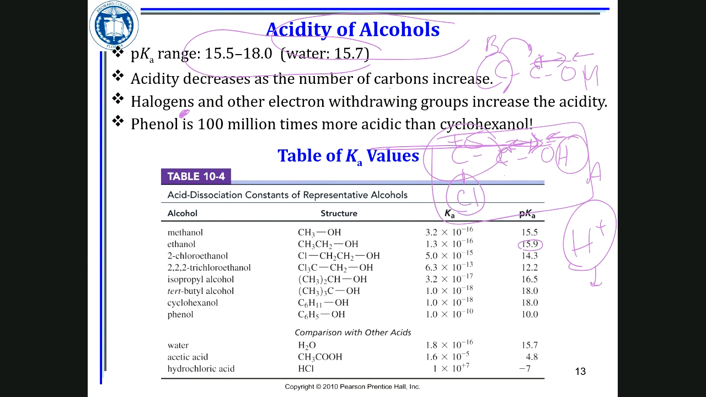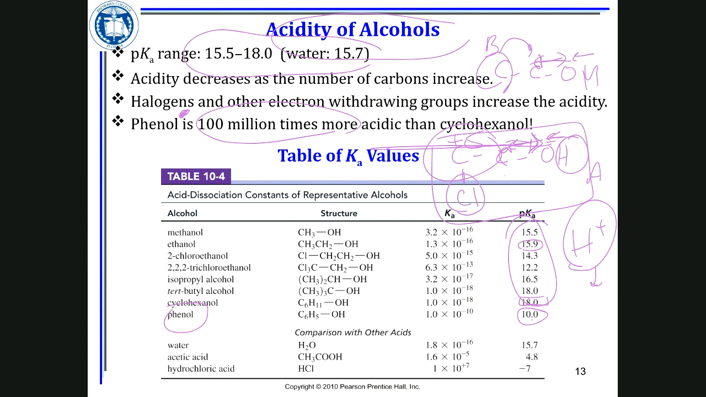And then the leftover group also needs to be more stable, which comes with the resonance. So the acidity is very similar to water, but when it comes to phenol, which is the aromatic alcohol, phenol is a much stronger acid compared to cyclohexanol. You see a big drop, 18 to 10 pKa. This is basically 100 million times more acidic than cyclohexanol. And I'm going to explain why.